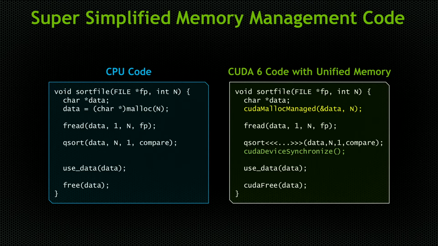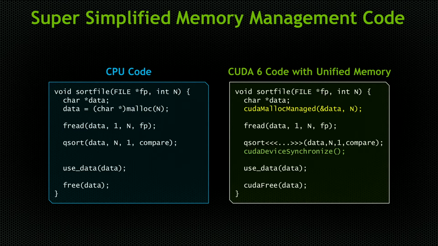On the right, we have the CUDA 6 version, where the only change is that we sort the data using a parallel kernel, and we allocate the data using cudaMallocManaged. cudaMallocManaged is a new unified allocator in CUDA 6, which allocates data in this managed pool. So now we can allocate memory on the GPU that's migratable between the GPU and the CPU. So we can pass that pointer directly to CPU functions.